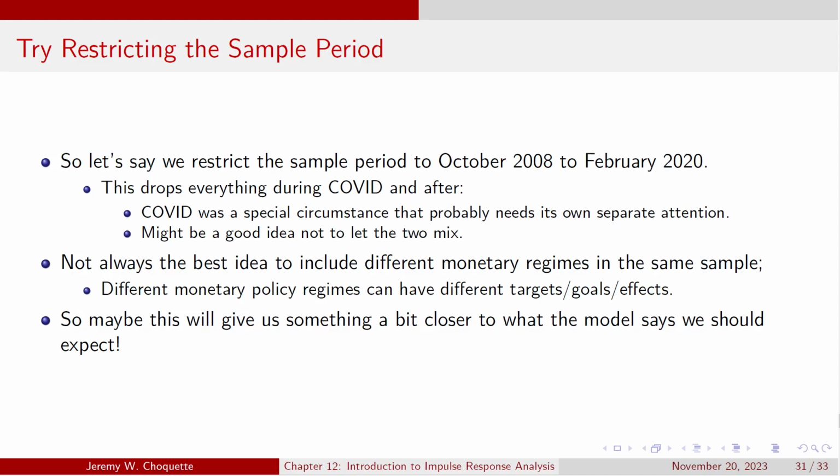So let's say we wanted to restrict the sample period to October 2008 up to February of 2020, which drops everything during COVID and after, because COVID was an extremely special circumstance and probably needs its own separate attention. It might not even have been a good idea to let the two mix when we're looking at a monetary policy shock. So it's not always the best idea to include different monetary regimes in the same sample.